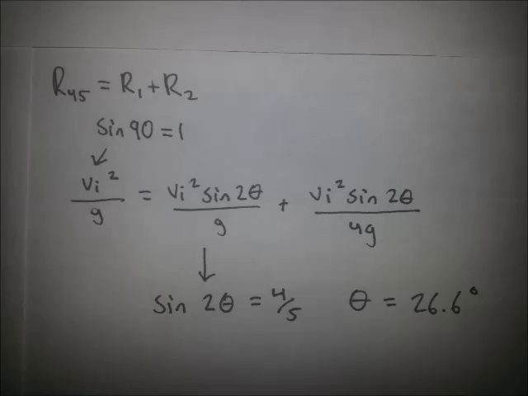Now using basic algebra steps, you can simplify that into sine of 2 theta equals 4 over 5, and solving for theta, you get theta equals 26.6 degrees.